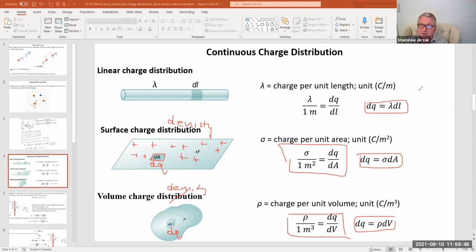Okay, so don't try to memorize anything. Remember these three expressions which I'm explaining right now on this slide. I will be using them many times, and I will be explaining again and again why these equations are correct, that dq is equal to lambda times dl, for example. So any questions about this linear charge density or volume charge density or surface charge density?